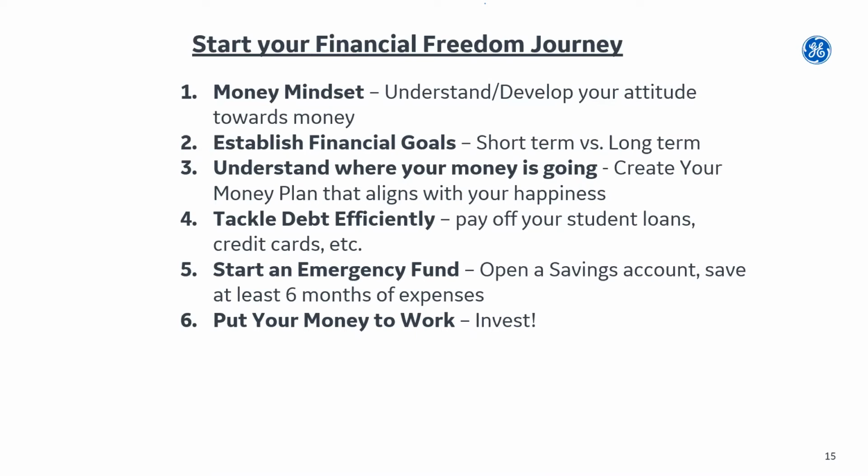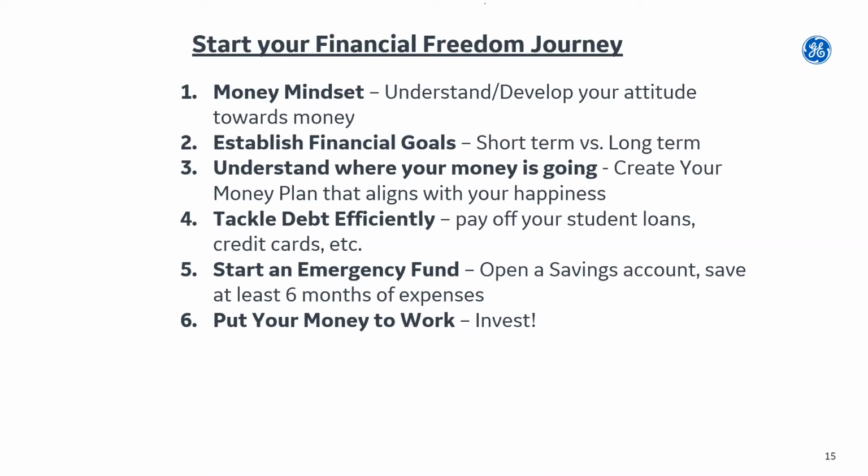So that takes me to number 2, establishing financial goals. Write down your goals, short term versus long term, so that you can start a money plan and understand where your money is going. So again, create your money plan that aligns with your happiness. No money plan is going to be the same as the next. So do what makes you happy and live within your means, and tailor that to your principles and core values. And then tackle your debt. So pay off all of your student loans, your credit cards, any debt that you have, pay it down.